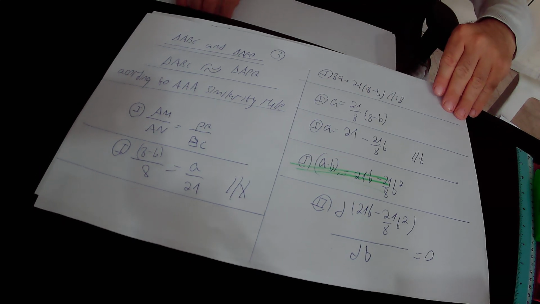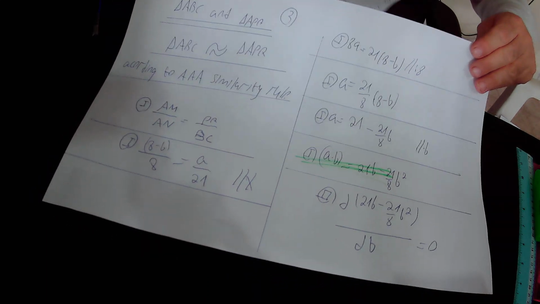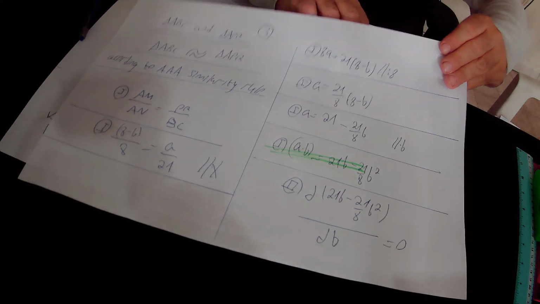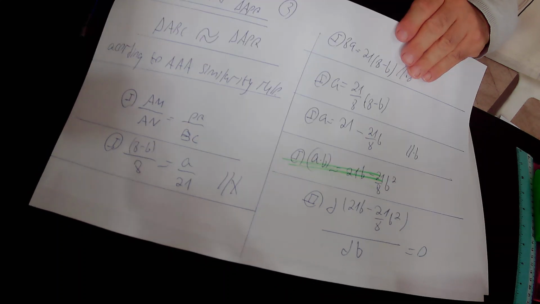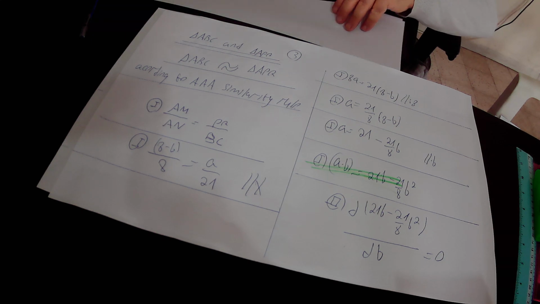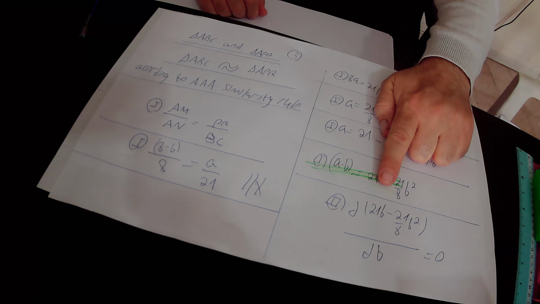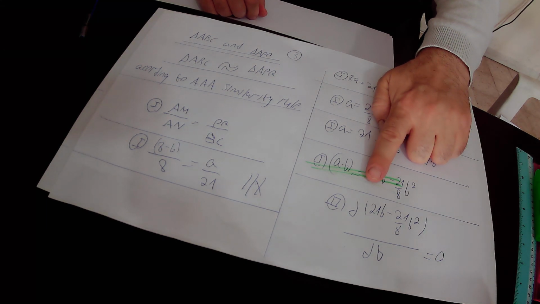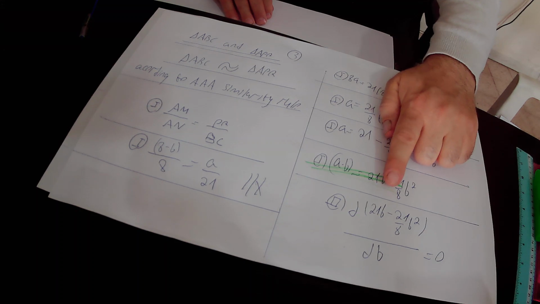So what is the derivative of 21B? We know that the derivative of B is 1, and therefore after we took the derivative of 21B, it will be equal to 21 times 1, that is 21. So in total the derivative of 21B is 21.